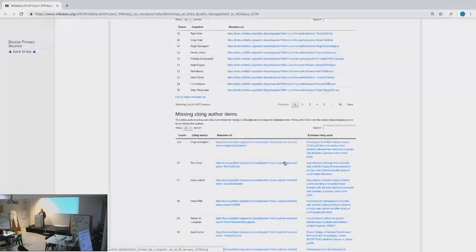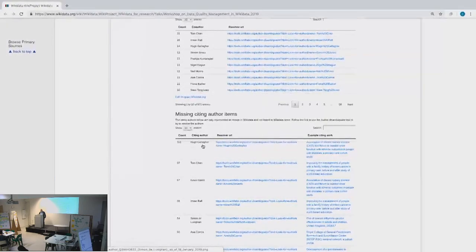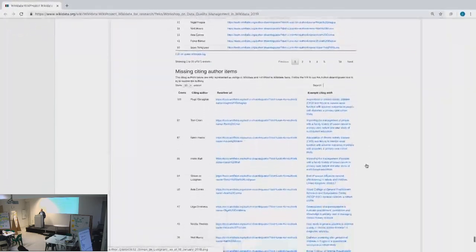People, or at least author name strings that are on papers citing works by this target author, are also missing. So 101 papers by this Hugh Gallagher, or one or several persons named this way, who are citing our target person, have not been annotated as being written by this person. It's just a string here. So that's again calling for curation of the authors.